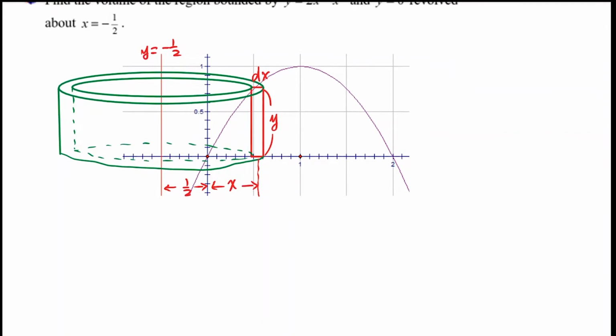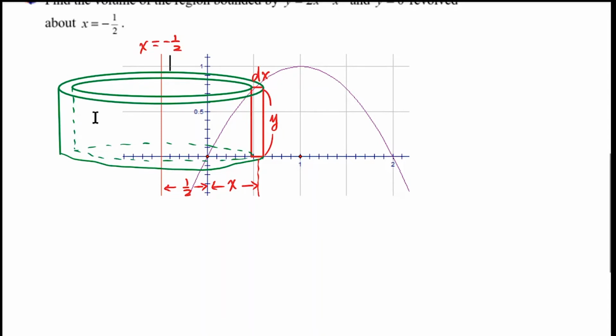Shouldn't it be x equals -1/2? Why is it? Oh my God. This is, of course, x is equal to -1/2. Good catch.